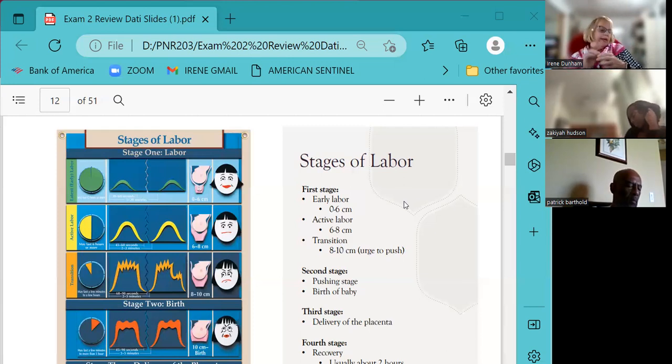Now she's laboring. She's got some good contractions now, every 3 to 4 minutes. She's getting active, guys. So the active phase, you go from 4 to 7 centimeters. This active labor phase is a good time to get an epidural. This is when you get the epidural.